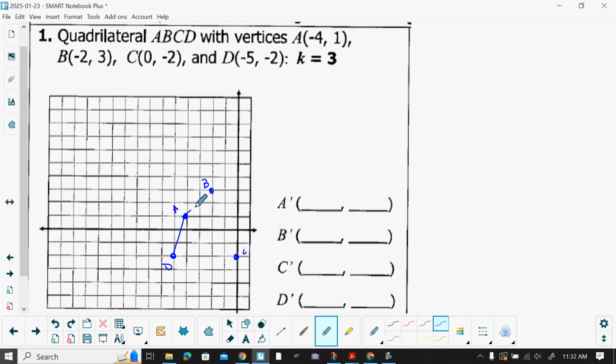And so I've got this shape that looks like this. Kind of looks like it could be a kite, maybe, or just some strange looking quadrilateral. All right, so now we're going to do each one of these times 3.